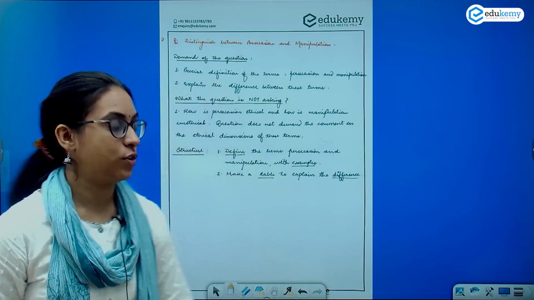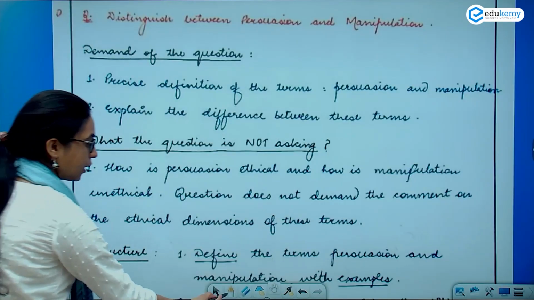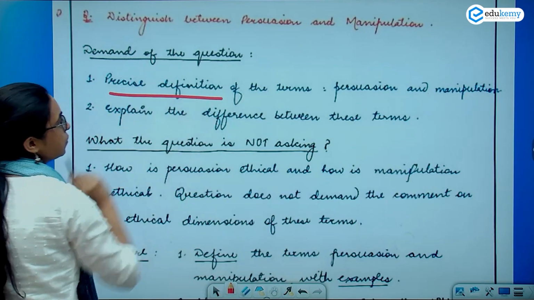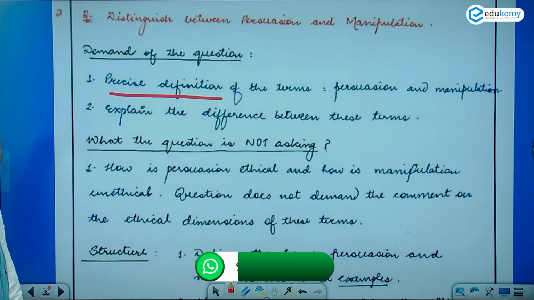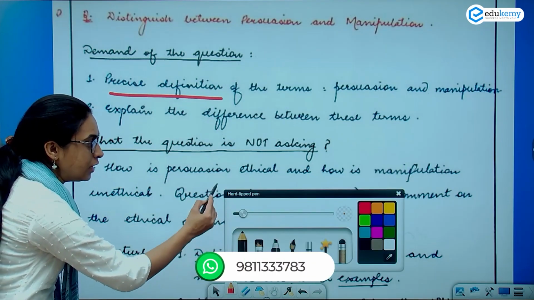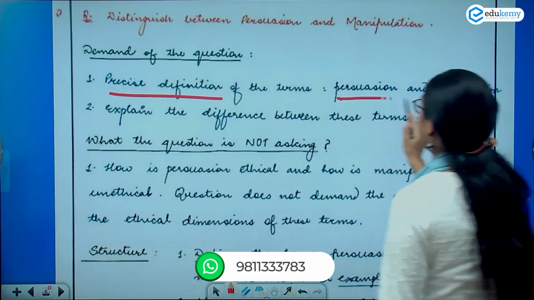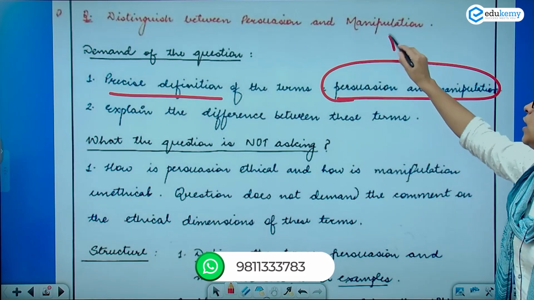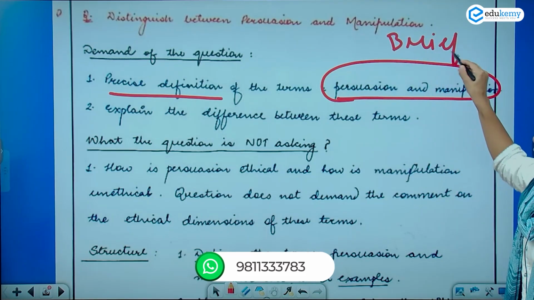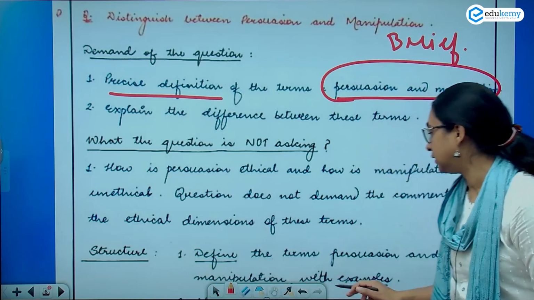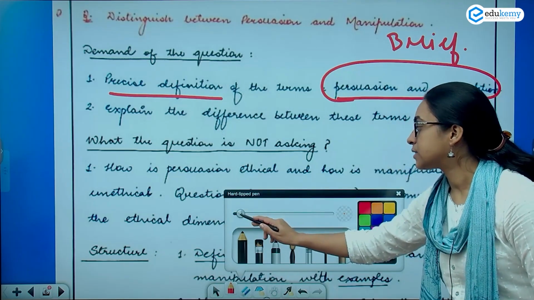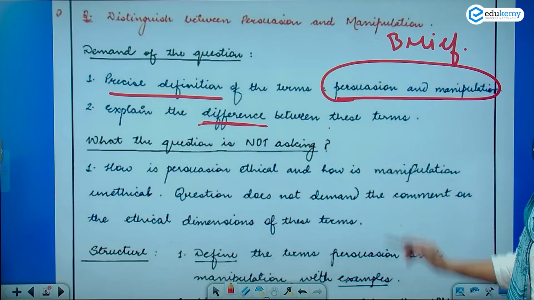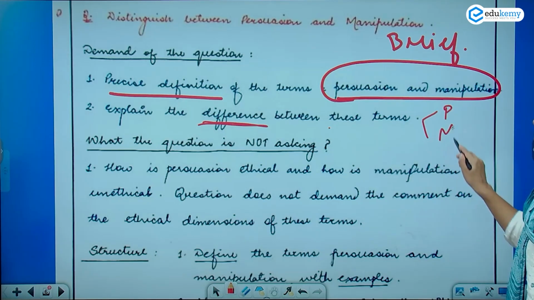The demand of the question here is that it is basically asking you about a precise definition of the terms persuasion and manipulation. What do you mean by manipulation? What do you mean by persuasion? You should know very clearly, very precisely, in brief. This is what has been asked from me. And then the second thing that you have to tell is the difference between these two terms. What is the difference between persuasion and manipulation?